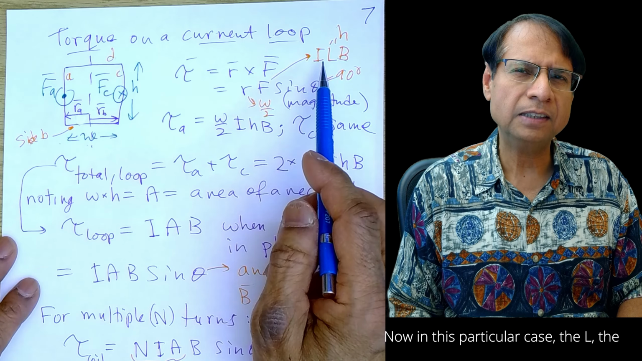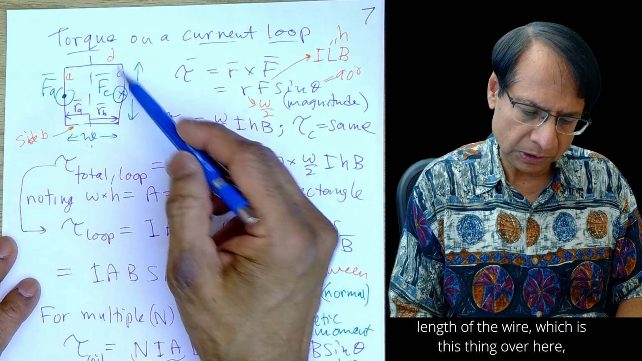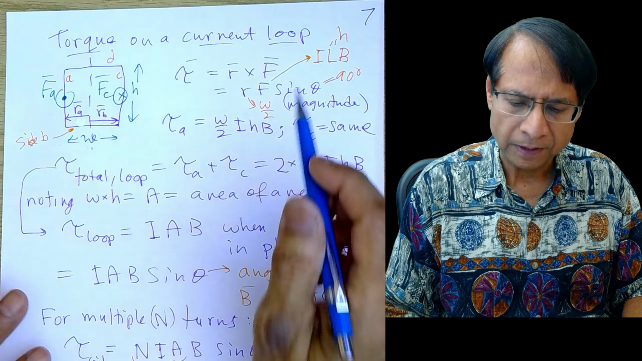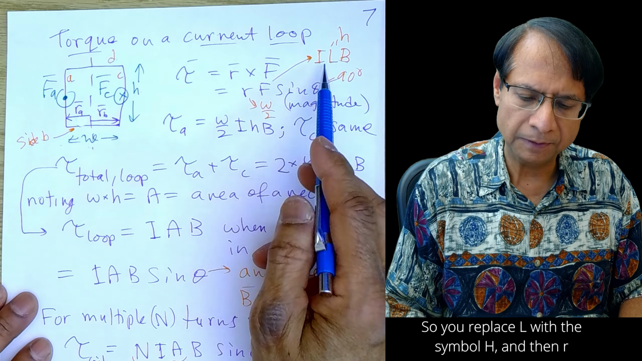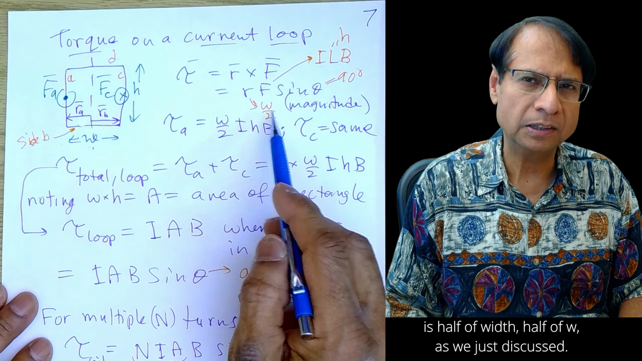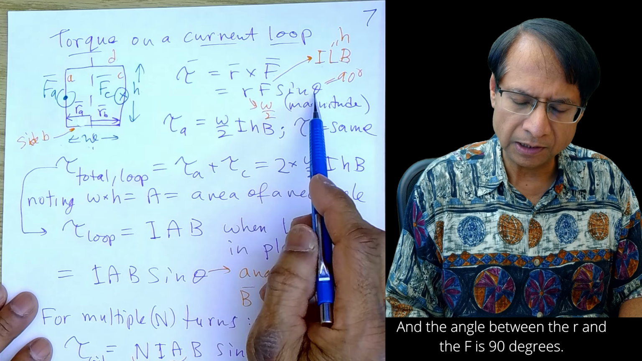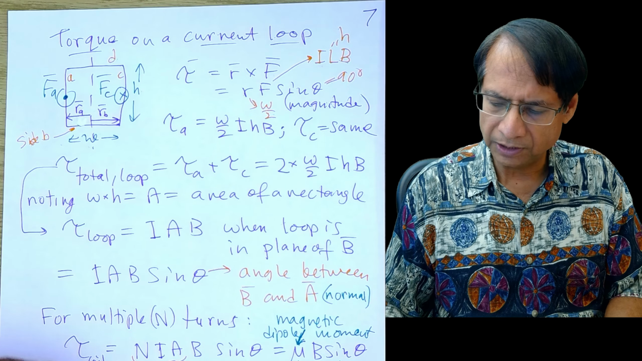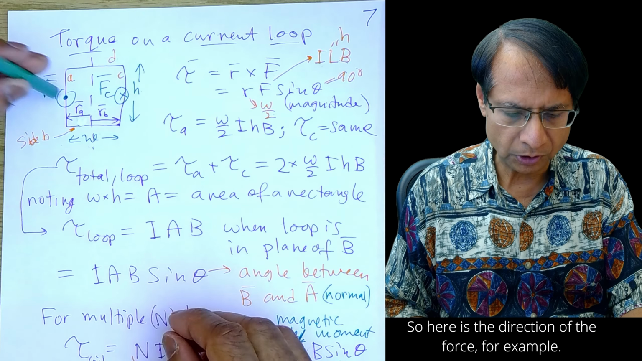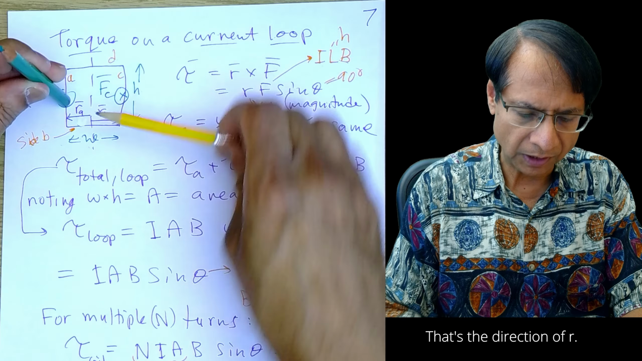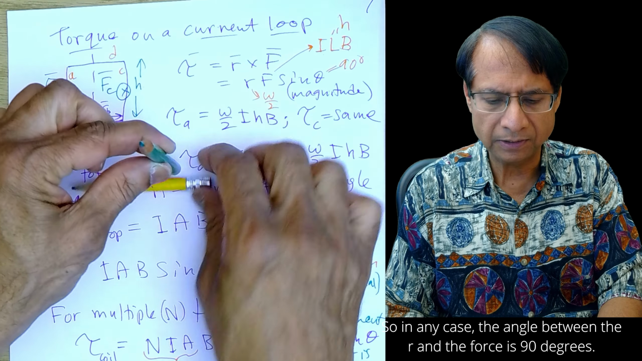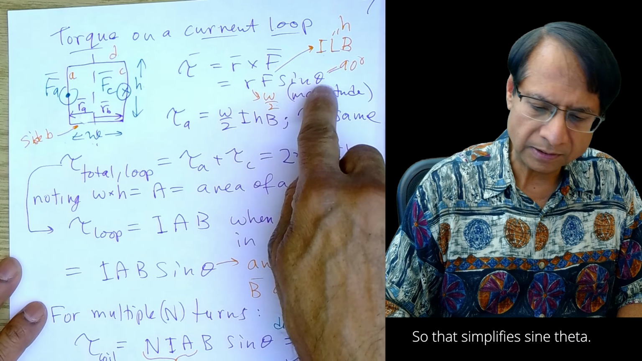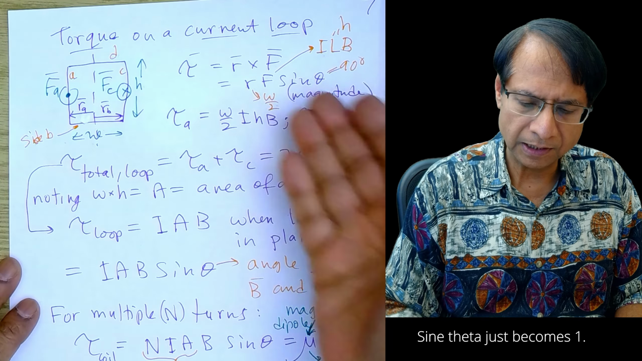Now in this particular case, the L, the length of the wire, which is this thing over here, we call it H. It's the height of that rectangle. So you replace L with the symbol H, and then R is half of W, as we just discussed. And the angle between the R and the F is 90 degrees. So here is the direction of the force, for example. That's the direction of R. R is going this way. So in any case, the angle between the R and the force is 90 degrees. So that simplifies sine theta. Sine theta just becomes 1.